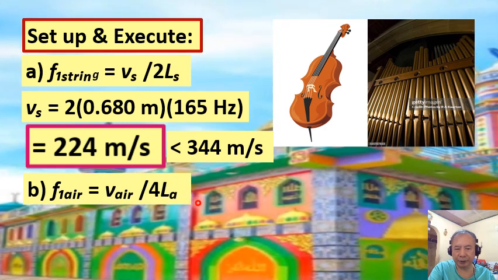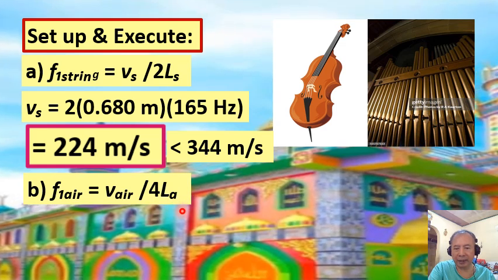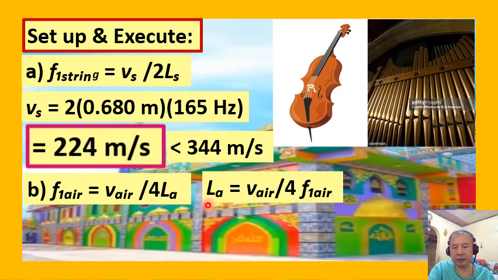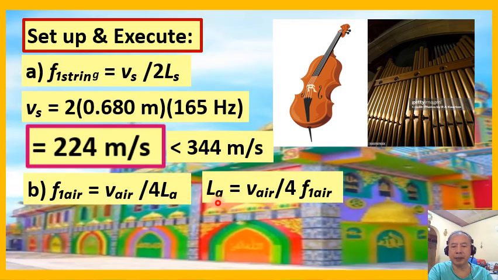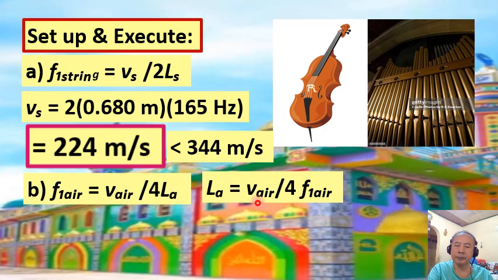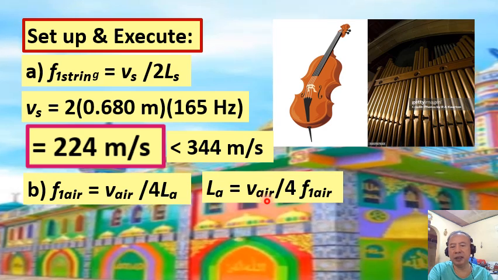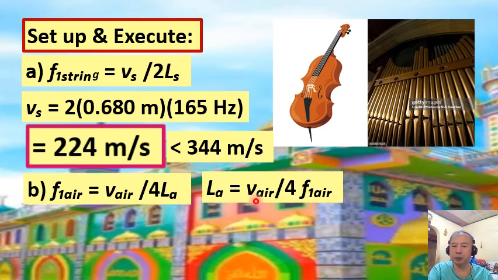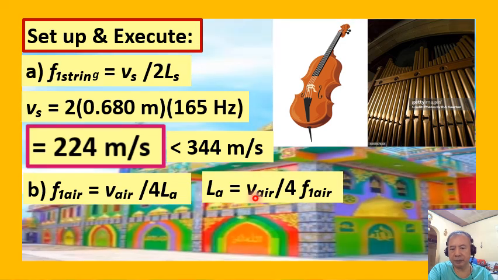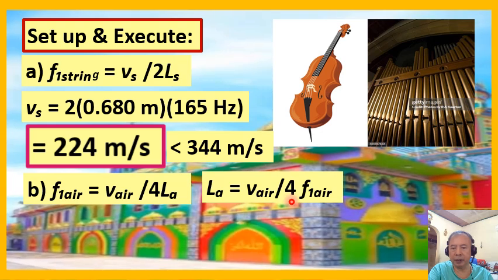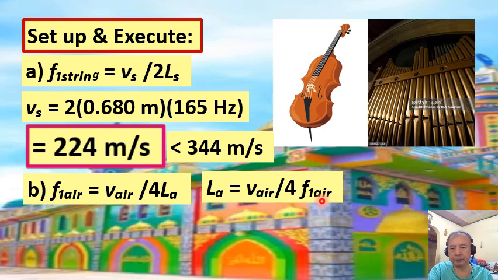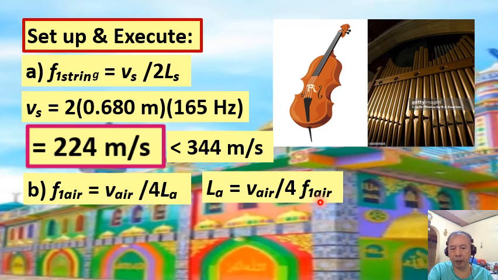So isolating for capital L sub A, we have the length of the air column, or the pipe, capital L sub A, equal to the speed of the wave in air. That means the sound that is produced by the pipe, its speed is v sub air, and that is divided by 4 times the fundamental frequency of the pipe, or the air column in the pipe, f sub 1.